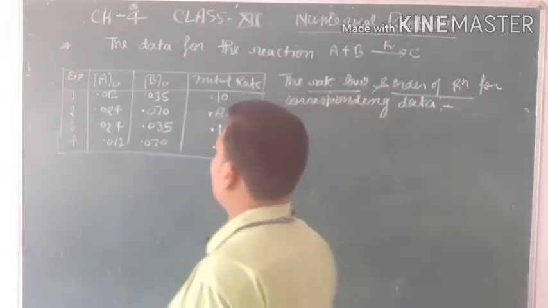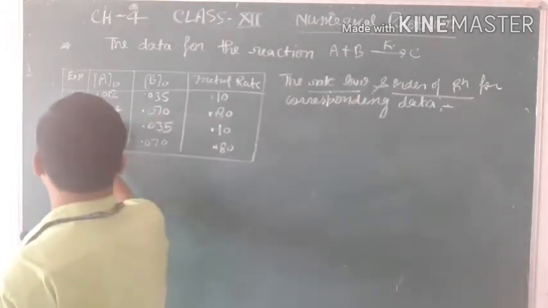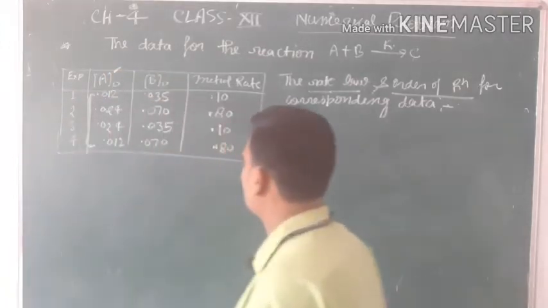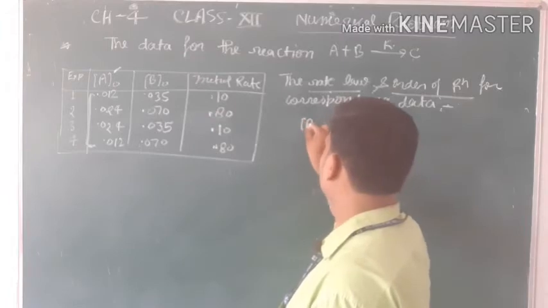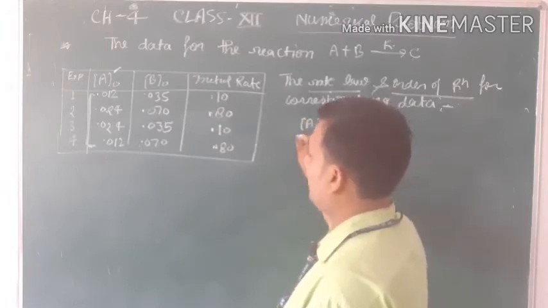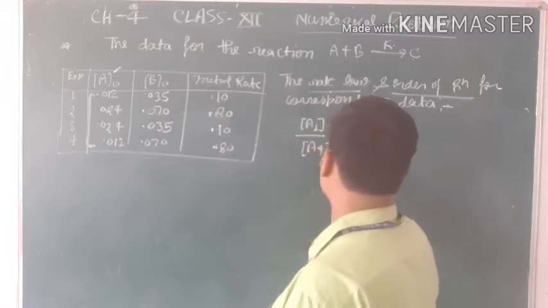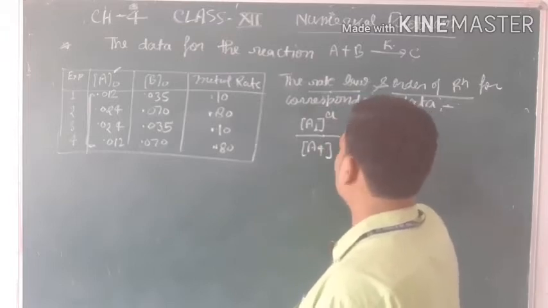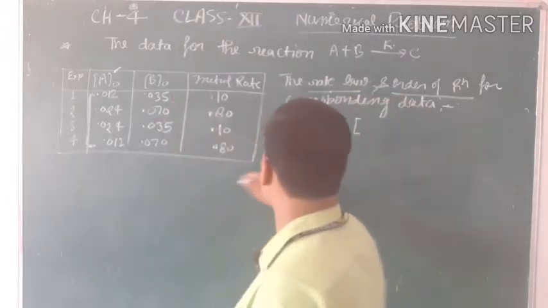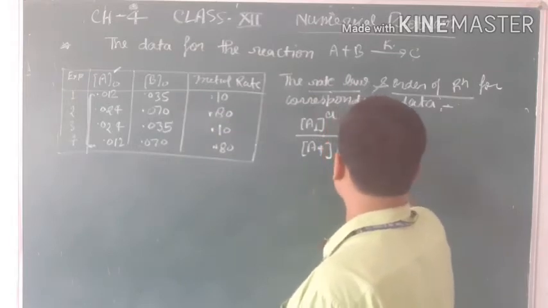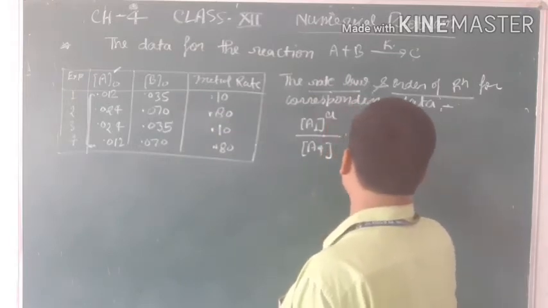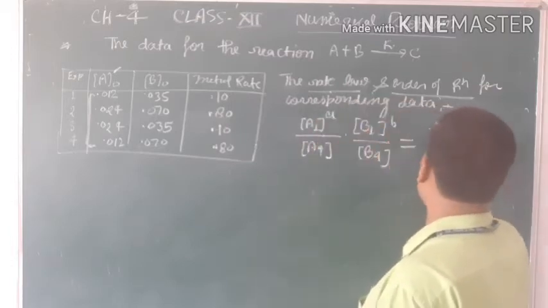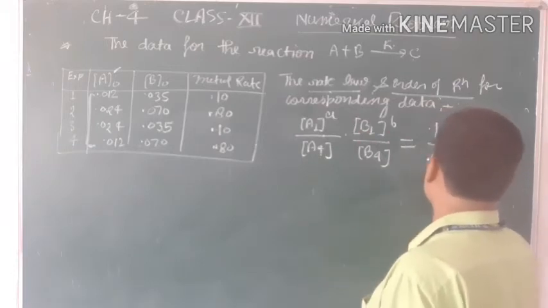Now, first of all, we should select those experiments which have the same concentration for one reactant. So here we can write A1 upon A4 to the power a, whole power, into, similarly for B, B1 upon B4 to the power b. This is the rate ratio, that is 0.1 upon 0.8.